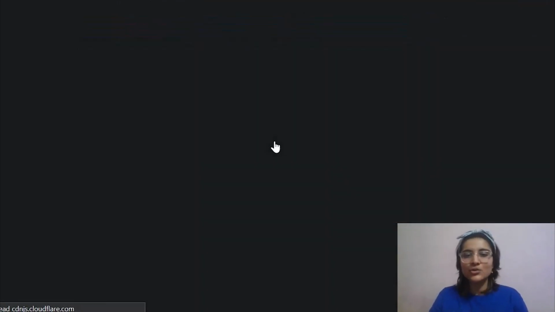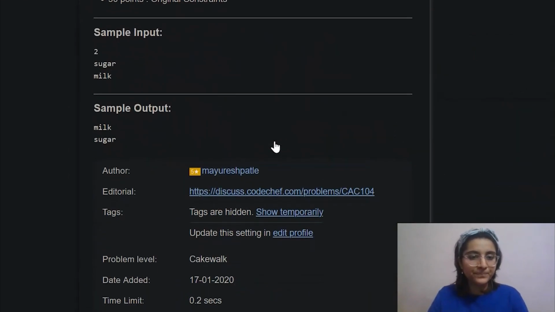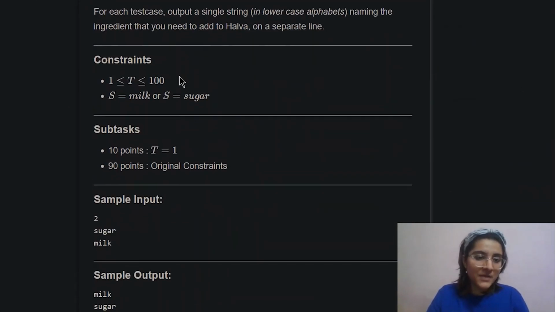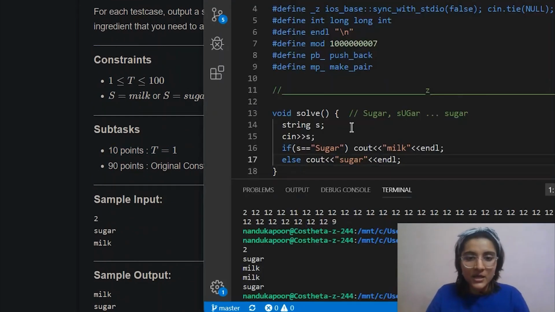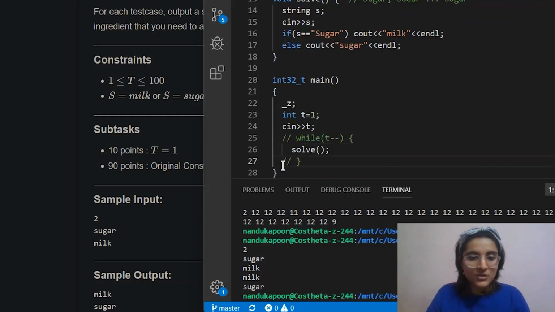Now, let me show you an example in which just one of the subtasks is passing. So the first subtask was for t equal to 1, right? So let's try and do that. So instead of making this a while loop, I'll just simply call solve just once. So that would mean I'm just calling it once. However, I will have to take t as the input. It's not understood that it is 1.